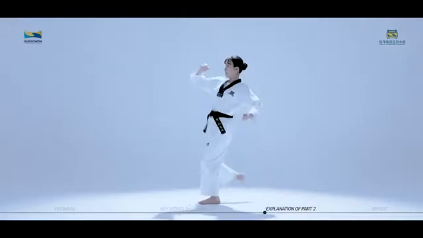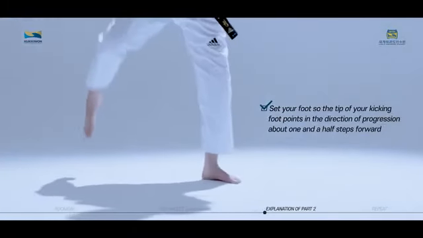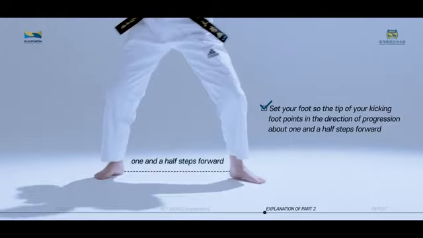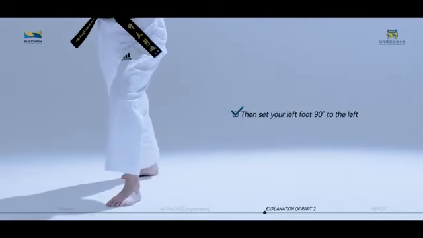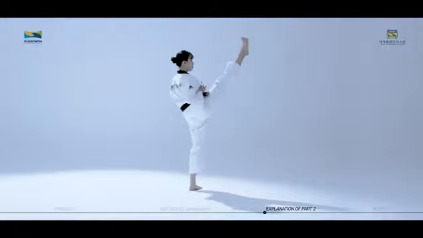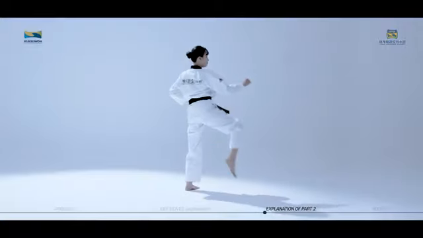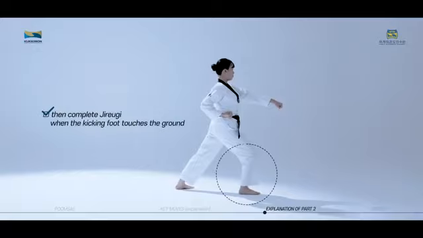After performing 오른 도려차기, set your foot so the tip of your kicking foot points in the direction of progression about 1.5 steps forward. Then, set your left foot 90 degrees to the left and perform 바깥막기 and 오른 지르기 in succession. After 앞차기, bend your knee and perform preparatory 지르기. Then complete 지르기 when the kicking foot touches the ground.